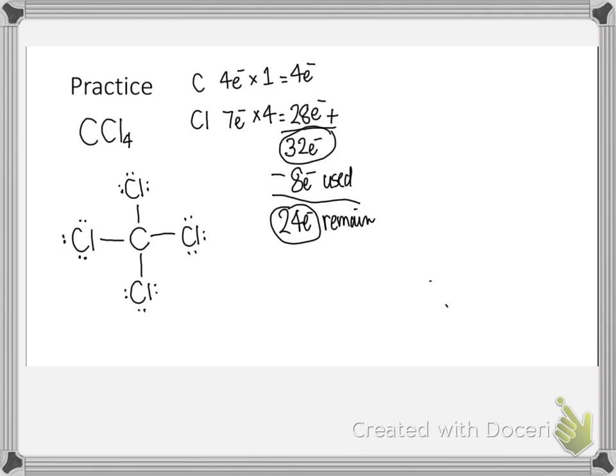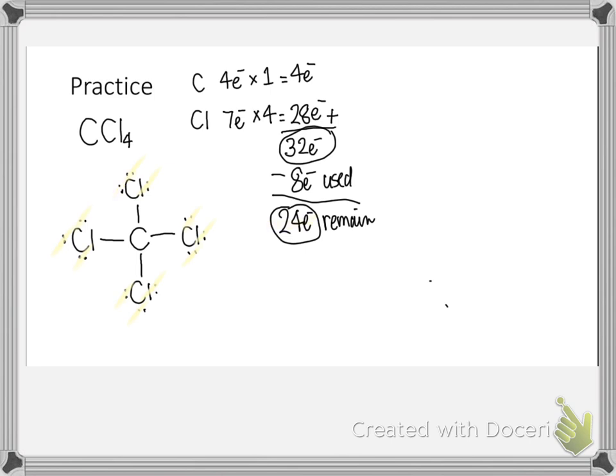Now, if I count that up, I gave everybody 8. Let's count how many total. 2, 4, 6, 8, 10, 12, 14, 16, 18, 20, 22, 24. So see, I used all 24 electrons.